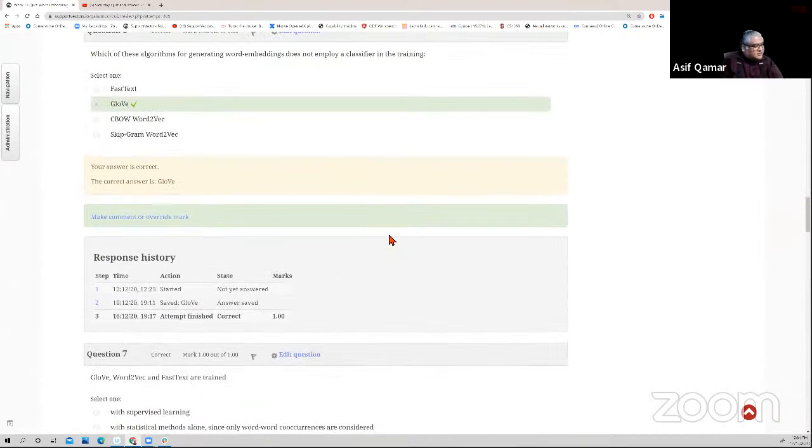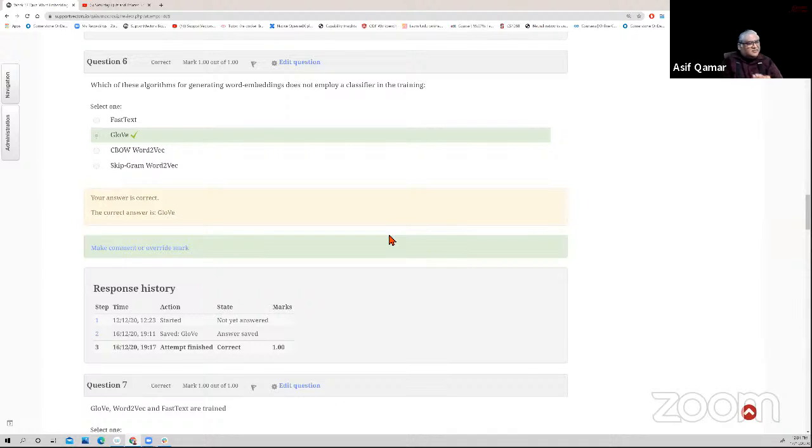Next question, did I cover this question? Which of these algorithms for generating word embeddings does not employ a classifier in the training? For this, of course, you had to know a little bit about each of them. Do you remember that in Word2Vec, at the end, you do have a softmax? And you do a dot product of that softmax and so on. So you very much have a classifier at the end of it. You don't quite use it like that, but okay, for what it is worth.